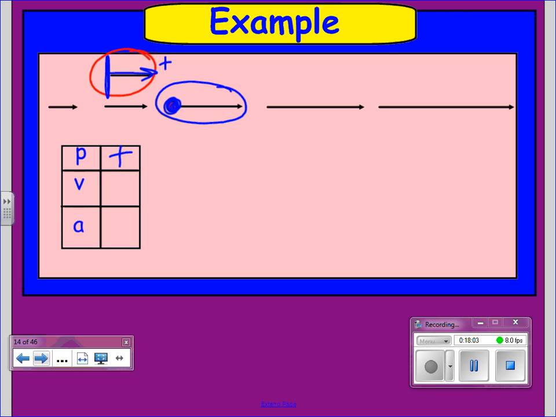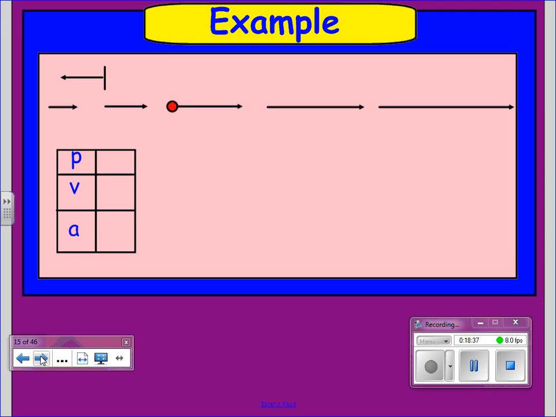What's the sign of my velocity? Well, notice all of my vector arrows are pointing to the right, and I said that my right direction is positive. So my velocity is positive. Now ask yourself, is the object speeding up or is it slowing down? Notice that the arrows are getting longer as time goes on. If the arrows are getting longer, the object is speeding up. And if my velocity is positive, my acceleration also has to be positive in order for it to be speeding up.